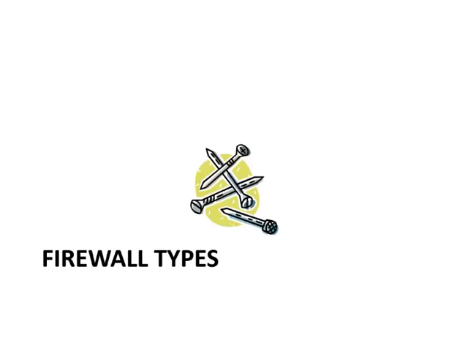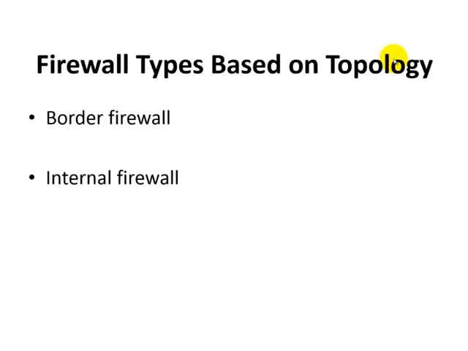Now let's talk a little bit about different kinds of firewalls. To talk about different types of firewalls, we could use this criterion, basically the topology. What we mean by topology in a firewall architecture is how firewalls are put together with other devices, exactly where the firewall is situated. Depending on where the firewall is situated in the network, we could categorize that firewall as a border firewall or internal firewall.